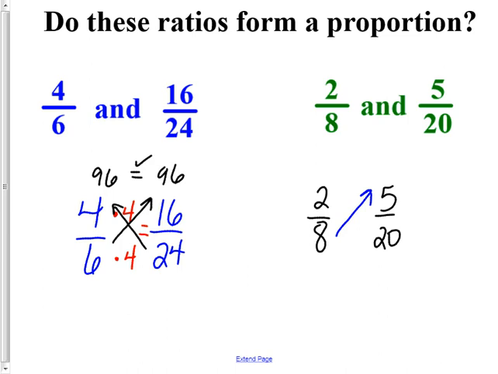8 times 5 is 40. 20 times 2 is also 40. So since 40 equals 40, then yes, those two ratios do form a proportion.